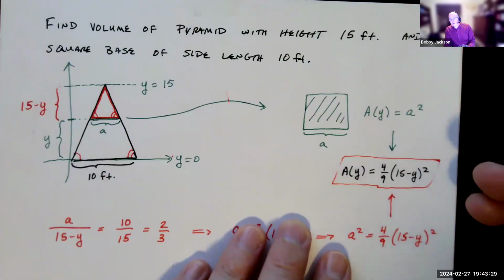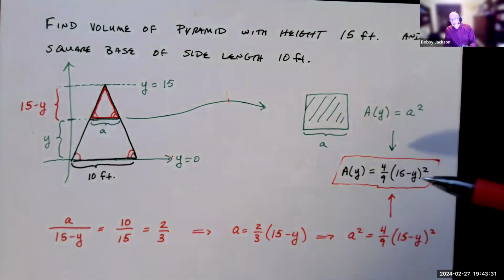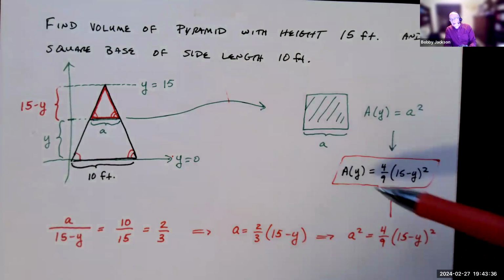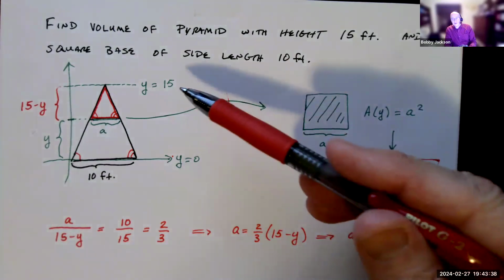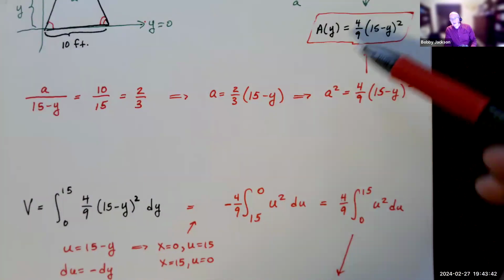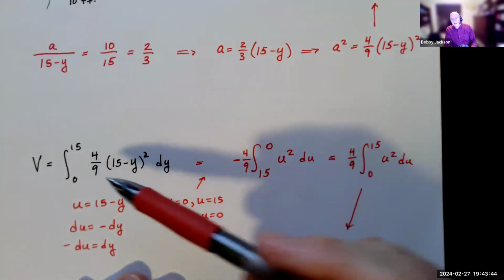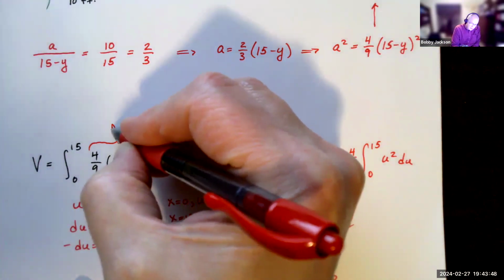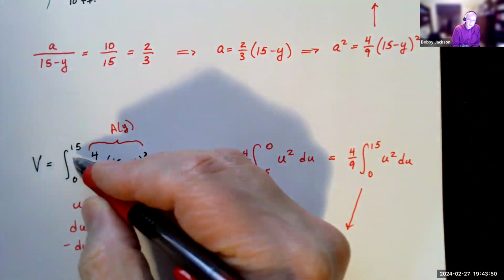But now, so far, what calculus have we done? None. So how do we find the volume of this pyramid? We are going to integrate the cross-sectional area from y equals 0 to y equals 15. So let's do that. So I just take that cross-sectional area here. Here's the area of the cross-section as a function of y. And I'm going to integrate from 0 to 15.